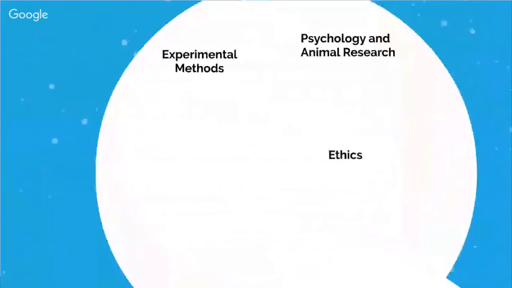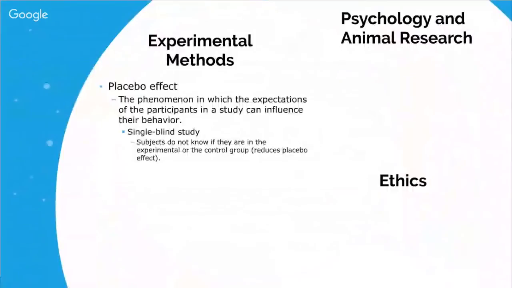Moving on, we are almost at the end here. We'll finish off experimental methods here really quick. The placebo effect. You've probably heard of a placebo before at some point in your life, but the placebo effect is basically a phenomenon in which the participants in the study expect something to happen, so they make it happen.